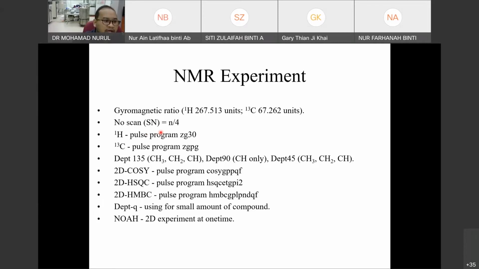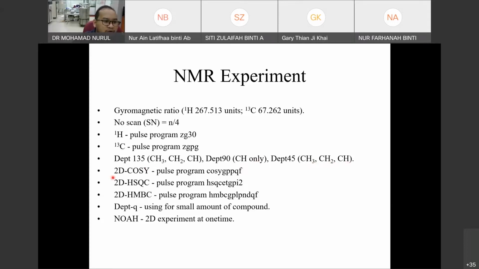We have 1H for protons, but you have to memorize the pulse programs. For carbon-13, we have three types of DEPT. DEPT 135 measures methyl, methylene, and also methine. DEPT 90 measures CH only, and DEPT 45 measures CH3, CH, and CH2.